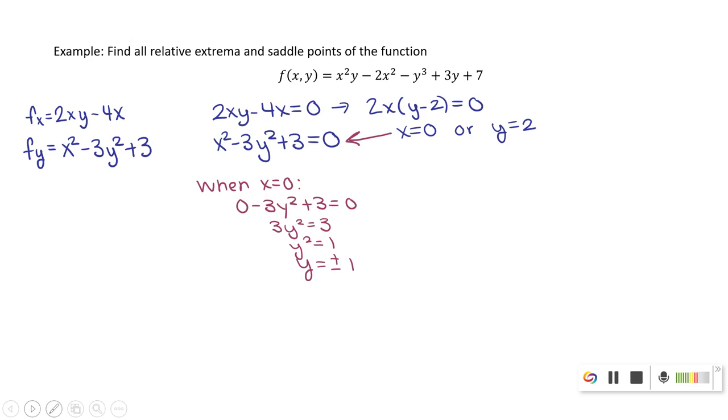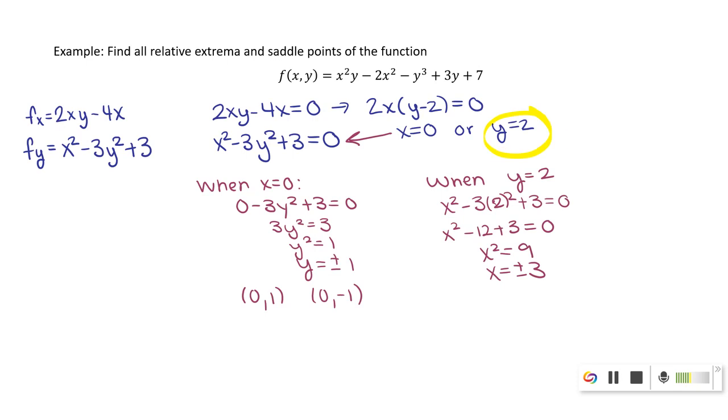3y squared equals 3, so y squared is 1. That means y has to be 1 or negative 1. So when x is 0, if y is 1 or y is negative 1, we have a critical point. So that's two critical points, the point (0, 1) or the point (0, -1). Those are places where both of our partials equal 0.